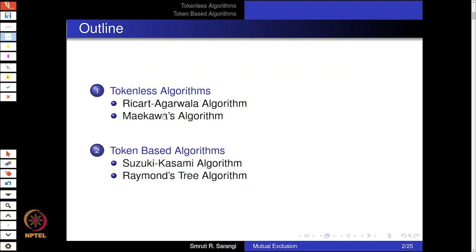Alright, so in this lecture we will discuss two kinds of algorithms. One is without tokens. So we will discuss the Ricart-Agrawala algorithm and the Maekawa's algorithm. Then we will discuss token based algorithms as a part of this slide set, where we will discuss two algorithms again, the Suzuki-Kasami algorithm and the Raymond's tree algorithm.